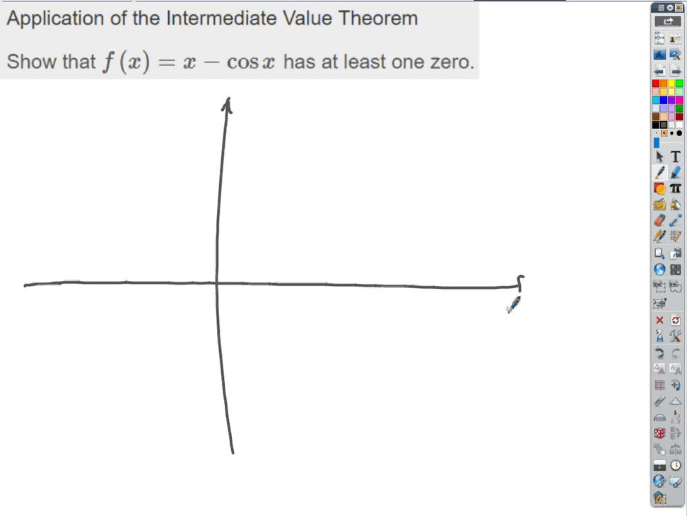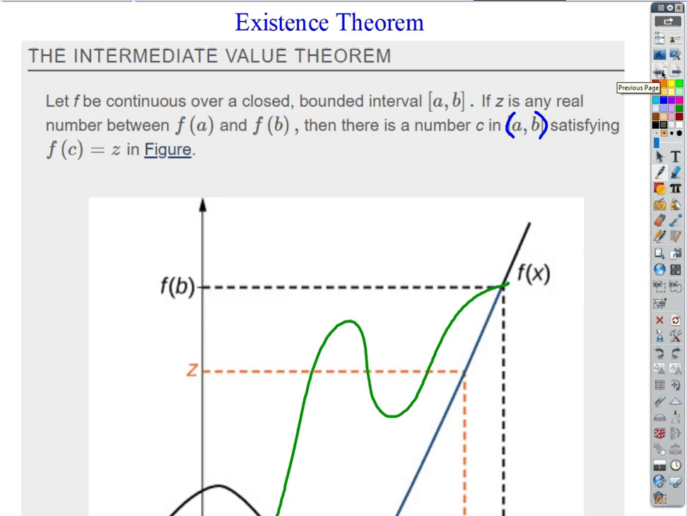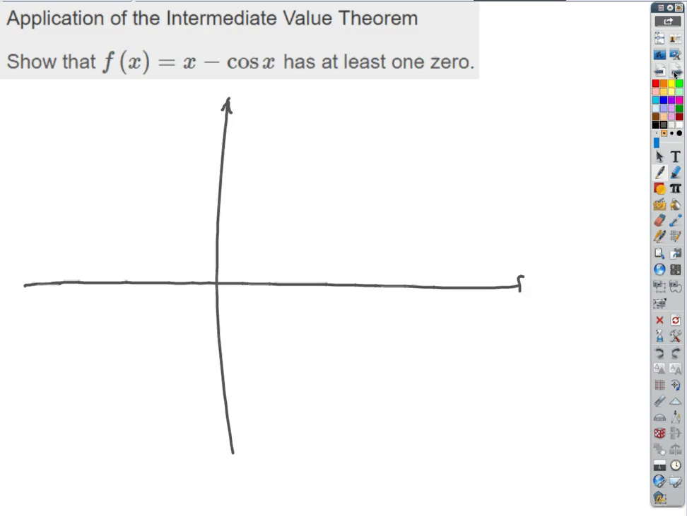What's a zero? Where it crosses the x-axis. Okay, so where y equals 0. How can we show that there's at least one value of x where y equals 0? Let's review the criteria for the intermediate value theorem. If we've got a continuous function, is this function continuous? Yes. It is, right?